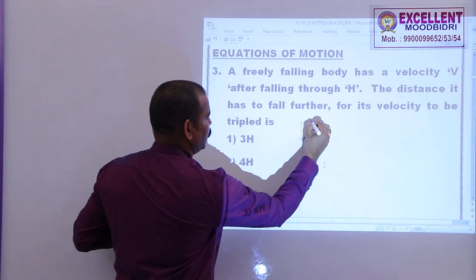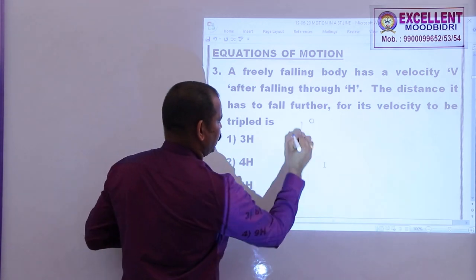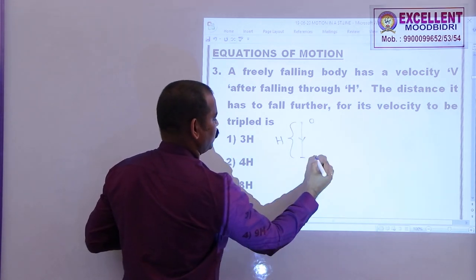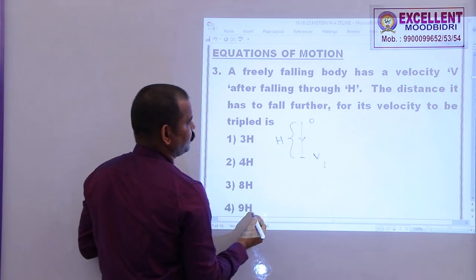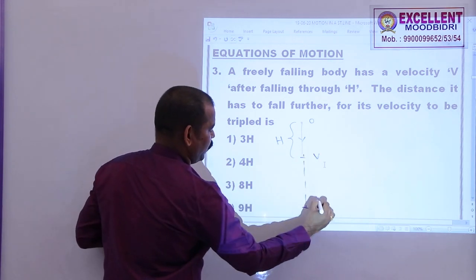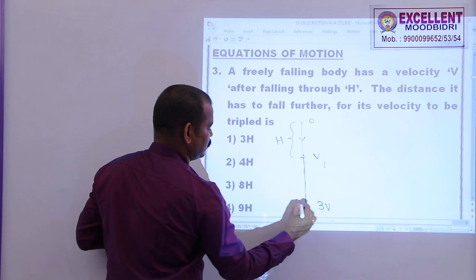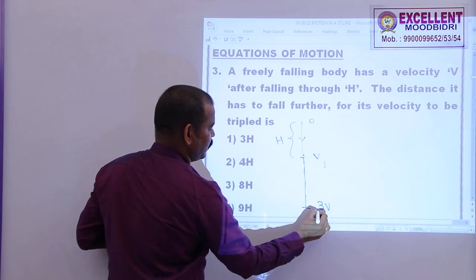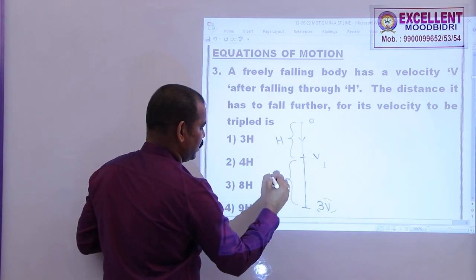Falling freely, here velocity is 0. So after traveling a distance, falling through a height h, its velocity was v. So when it falls through a further distance, the velocity became 3v. So what is it they are asking?